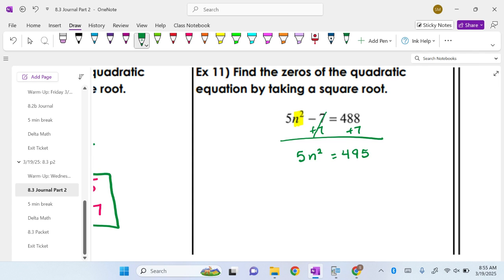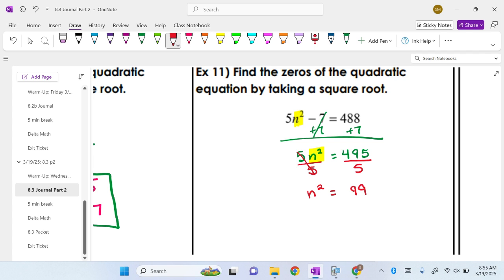All right. Now, n squared is still what we're trying to get by itself. So highlight it, underline it, whatever you need to do to know that that's what you've got to get by itself before you take a square root. So what do I have to do next to get the n squared by itself? Divide both sides by 5. We've got to get rid of that 5. So n squared is equal to what? 99.